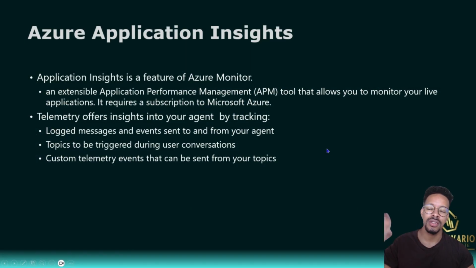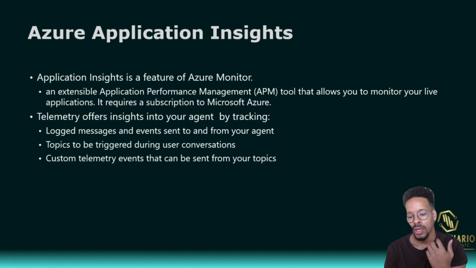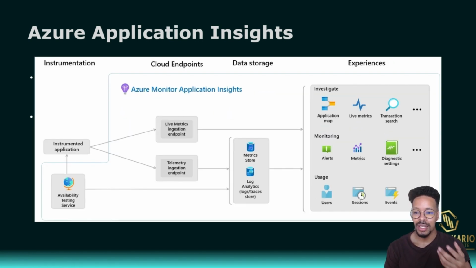So, what is App Insights? It's a feature of Azure Monitor, and it gives you access to monitor your live applications. Of course, you need a subscription to Azure. For Copilot Studio and your agent, your messages get logged, the events that are sent to and from your agent. You also have the topics that triggered during user conversations, and you can use custom query language to create your own custom events. So the background, this is what gets ingested.